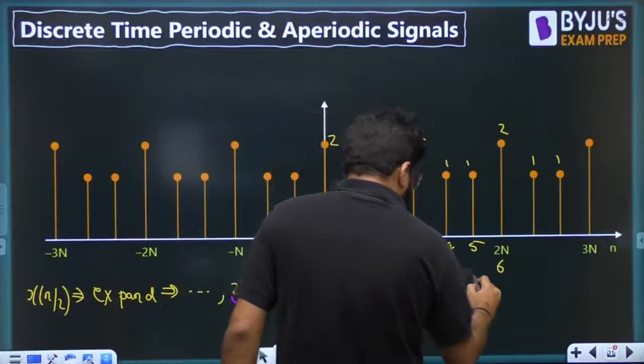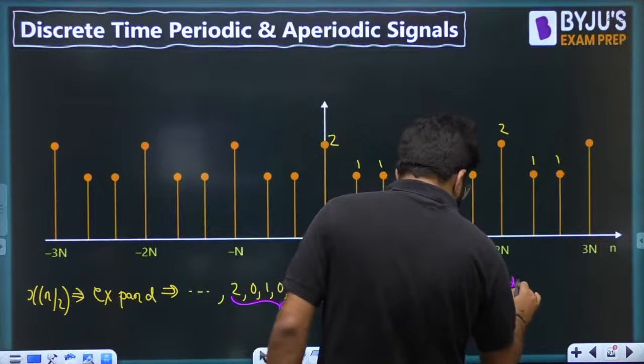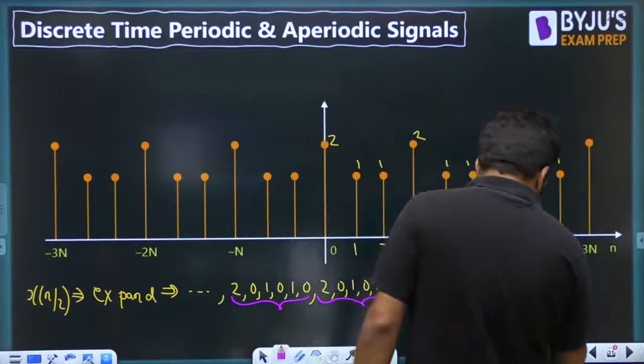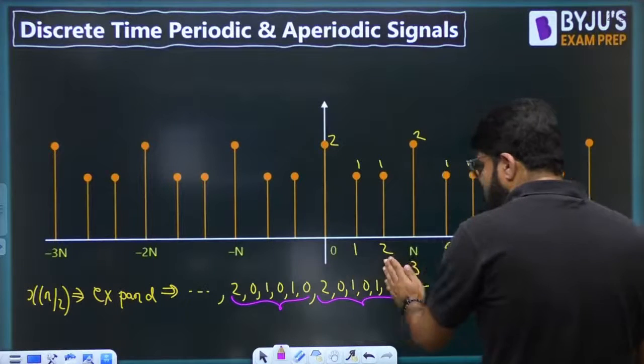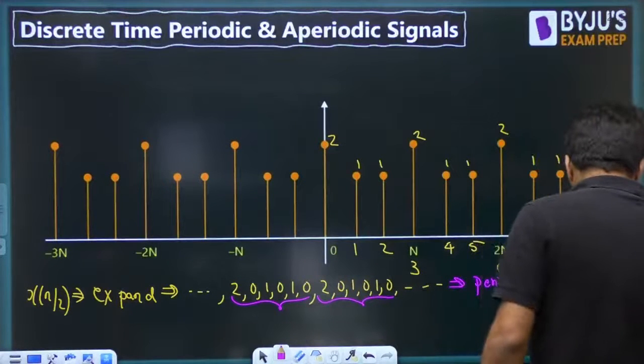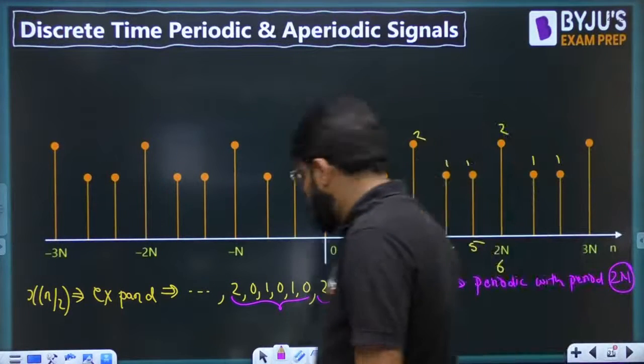Right. This is periodic. Only thing is, period will also double. Initially it was 3, now it becomes 6, right? With the period 2n. It is periodic with period 2n.